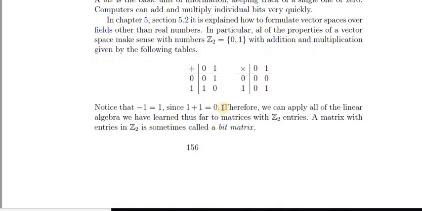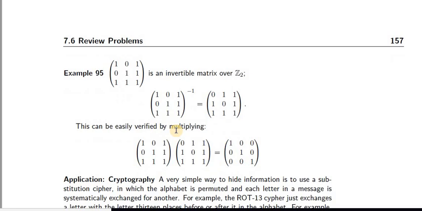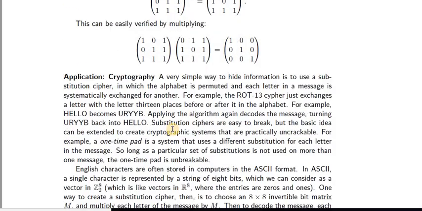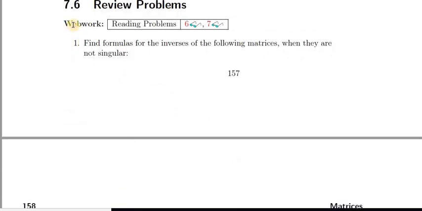But you can create matrices of bits, and those are called bit matrices. So basically, a bit matrix is a matrix that only has ones and zeros. And these are used in cryptography. So if you're interested, you can read more about that, but I'm not going to say more about that in this video.